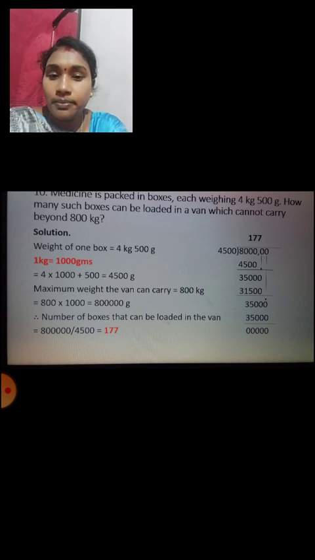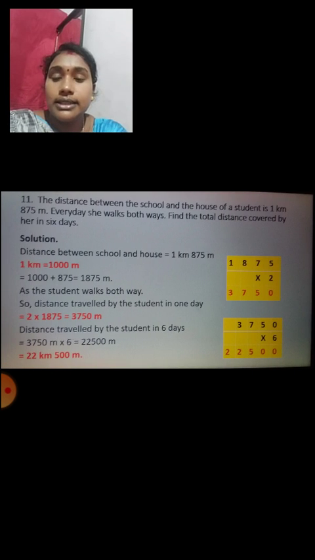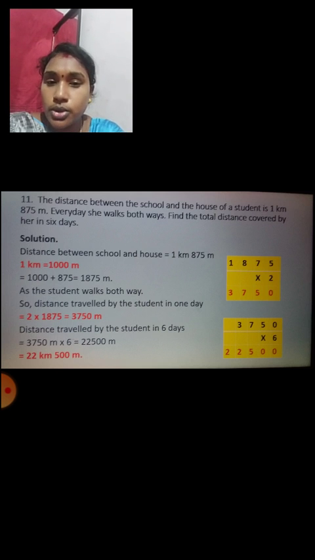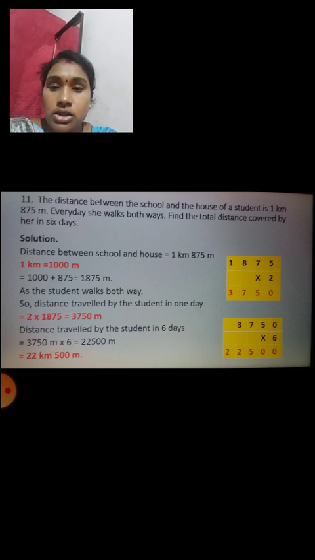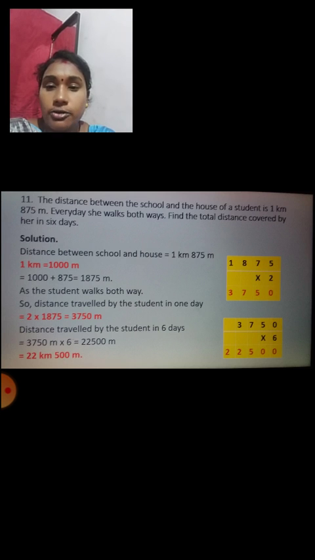Okay children, so work out these problems, and if you get any doubts, please feel free to ask me at any time. Okay, so the next sum is: the distance between the school and the house of a student is 1 kilometer and 875 meters. Every day she walks both ways. Find the total distance covered by her in 6 days.